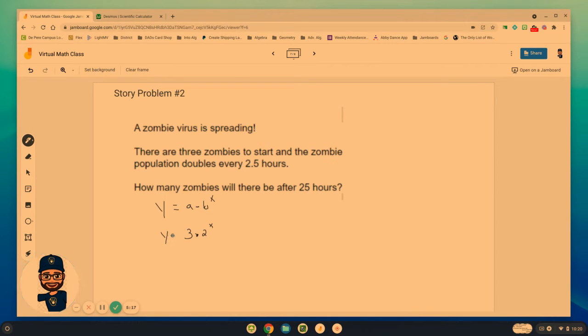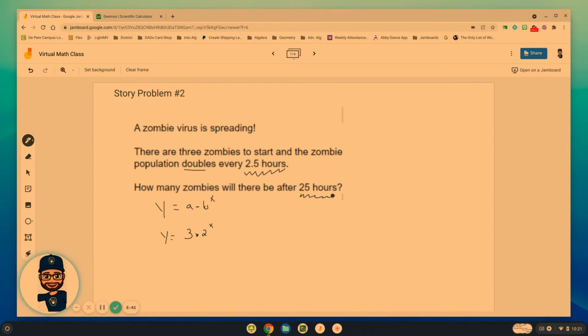So there's our general formula for this scenario. We're starting with 3 zombies, and it doubles. We're multiplying by 2 every 2.5 hours. So we've got to use this piece of information along with this one to figure out how many zombies there would be after 25 hours.